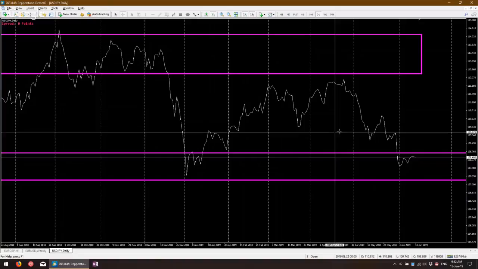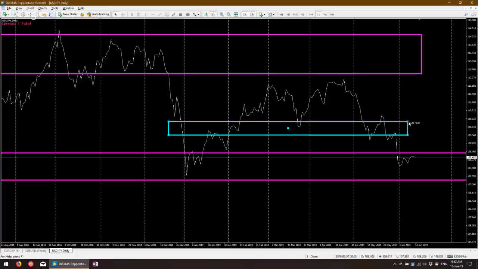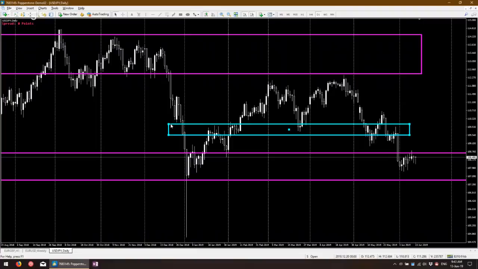So we could define here, within this context, a minor zone, taking into account that the major would be the weekly. So we have around here a zone, which in this case is minor. And then we have the weeks. The weeks tell me that maybe it's a bit wider here.